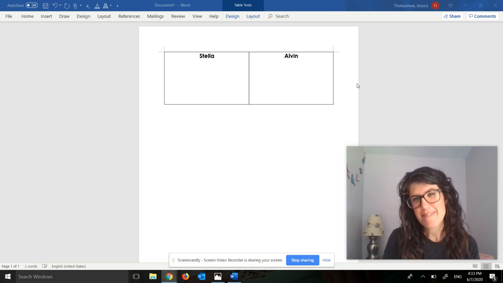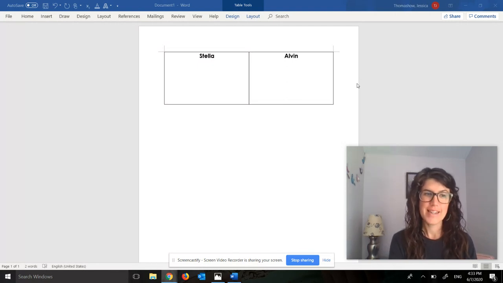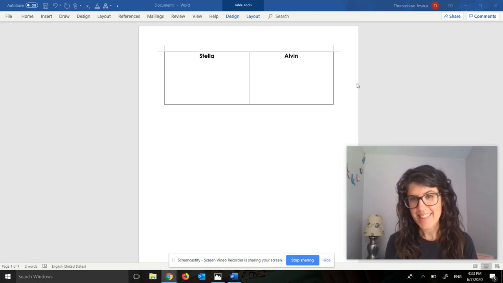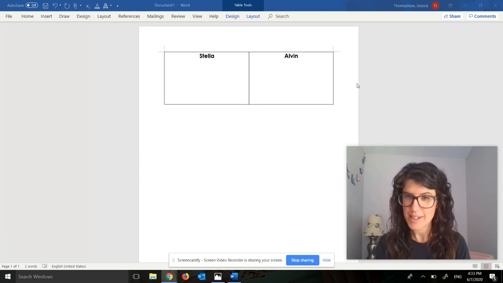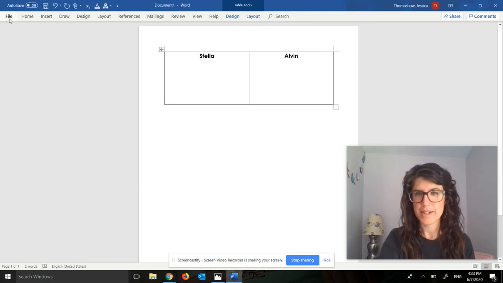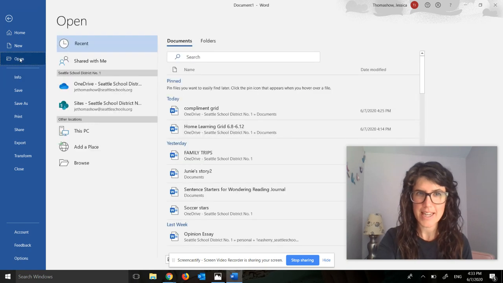Hi, third graders. I'm really excited to introduce this activity for social emotional learning to you this week, because it's an activity where you get to think about each other and each other's strengths and write down what you think each other's strengths are. You're being asked to fill out a compliment grid, and I'm going to show you what that compliment grid looks like.